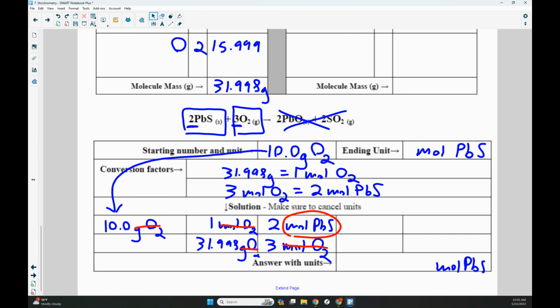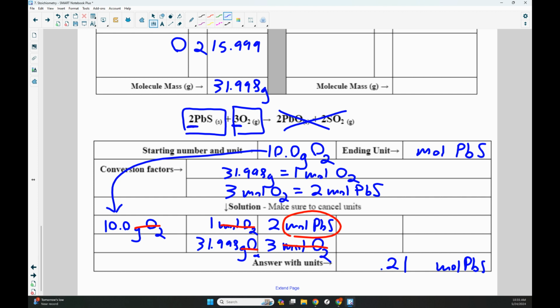So now we're ready to plug everything into the calculator. As always, we're going to times on top and divide down. We're going to do everything in one kind of straight line. So I take 10 times 2 divided by 31.998 divided by 3, enter. And that's how you solve these problems, the best way to do it anyway. And the answer you should get, and again, we're not too worried about rounding at this point in the year, is 0.21 moles of PbS.